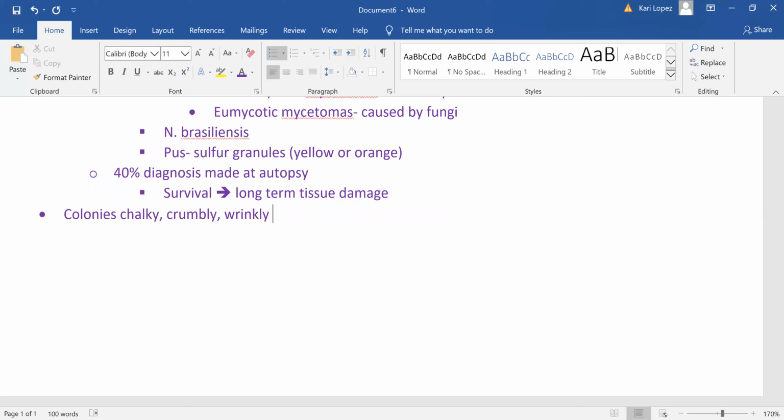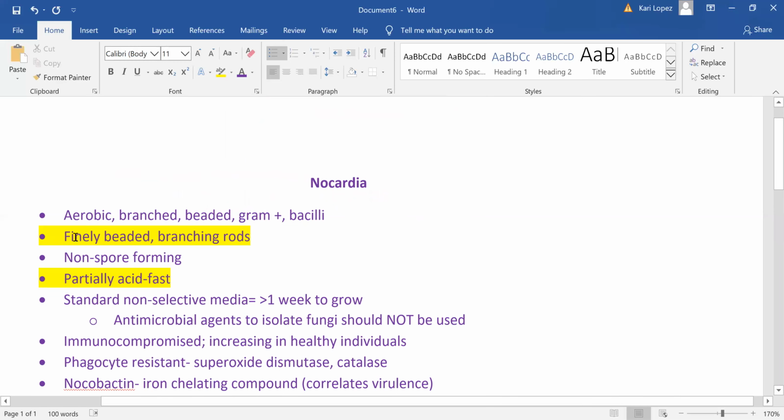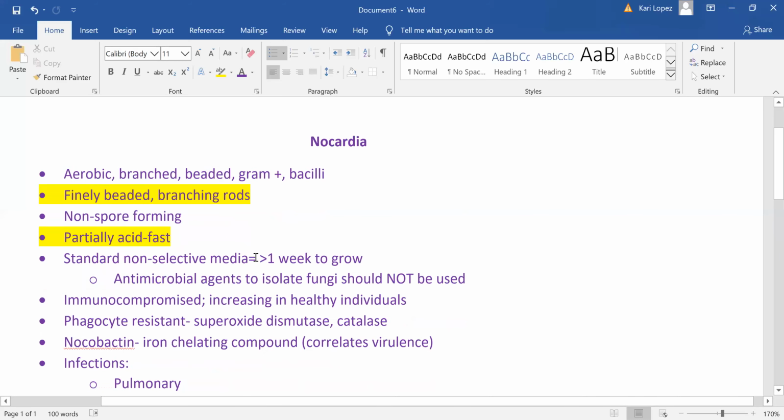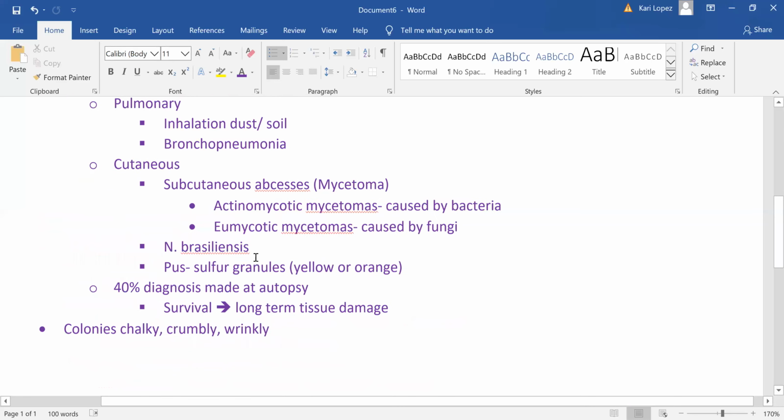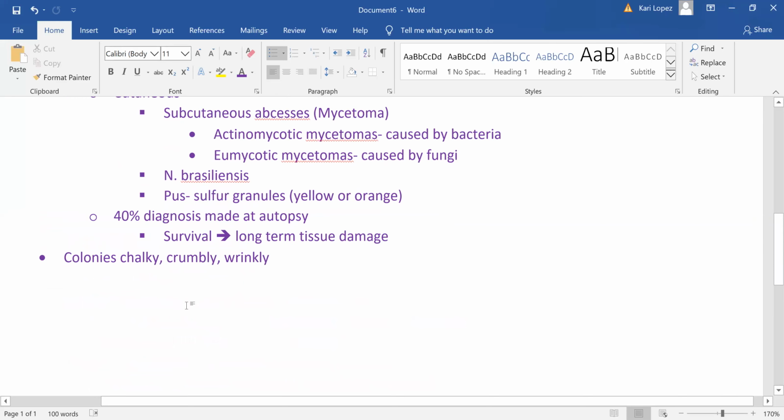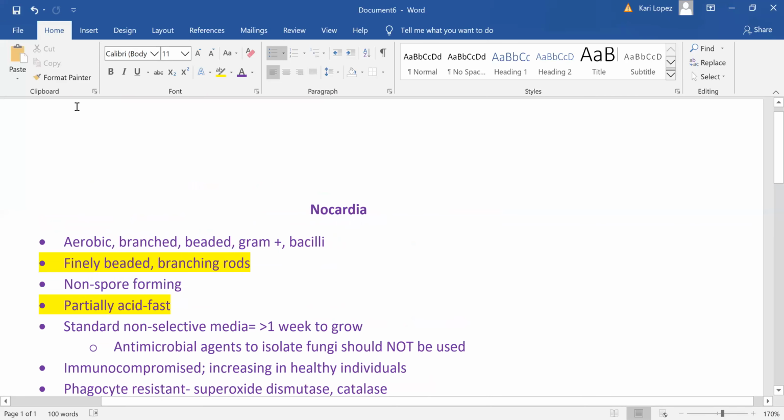I think that's, yeah, I mean, if I made a note card for this, my note card would probably say Nocardia, aerobic, branch, beaded, gram positive, finely beaded branching rods, and partially acid fast. Maybe these notes on the colonies are chalky, crumbly, or wrinkly, or like a picture or something. I wouldn't include much more than that.